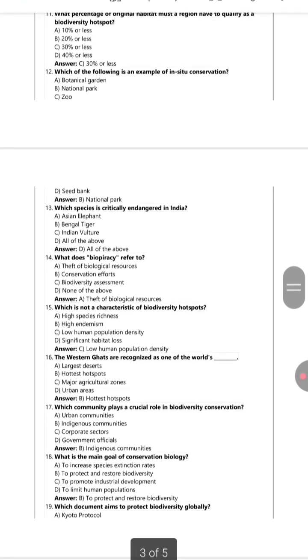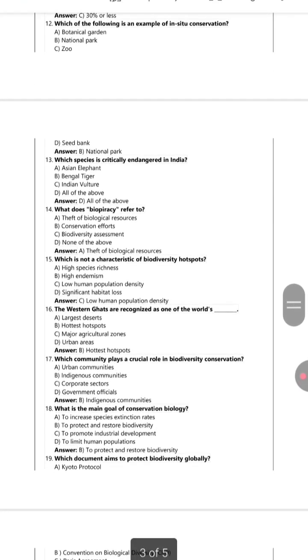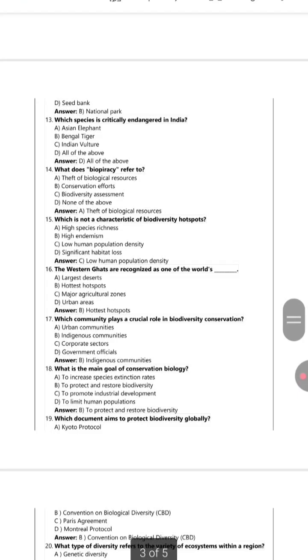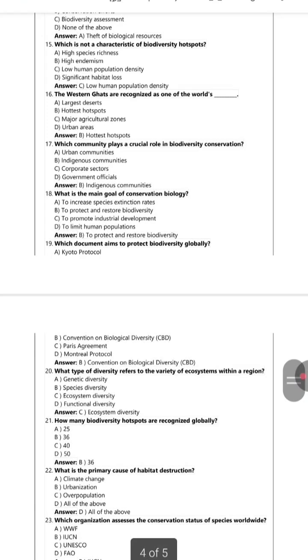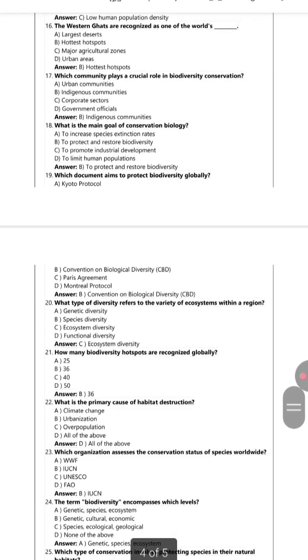30% or less. Which of the following is an example of in situ conservation? National park. Which species is critically endangered in India? All of the above. What does biopiracy refer to? Theft of biological resource. Which is not a characteristic of biodiversity hotspots? Low human population density. The Western Ghats are recognized as one of the world's hottest hotspots.